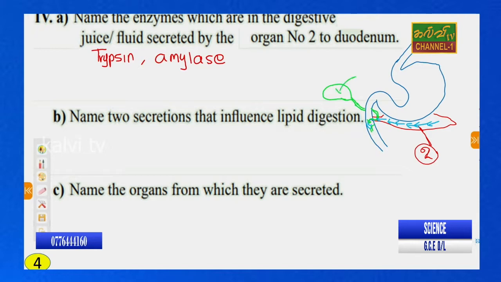So this is the gland, so the part of that organ producing bile, and the pancreas, this is the pancreas. The pancreas secretes a substance, and that substance is pancreatic juice. That is pancreatic juice. Okay, pancreatic juice.